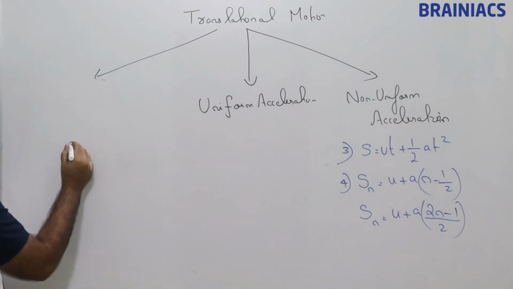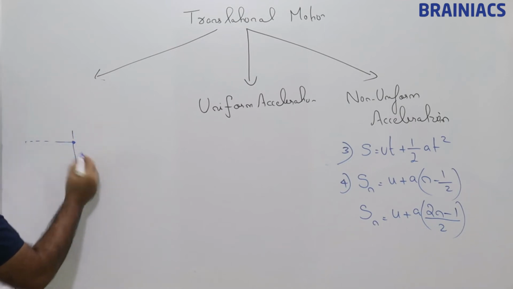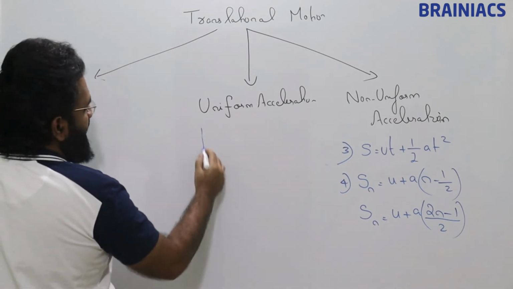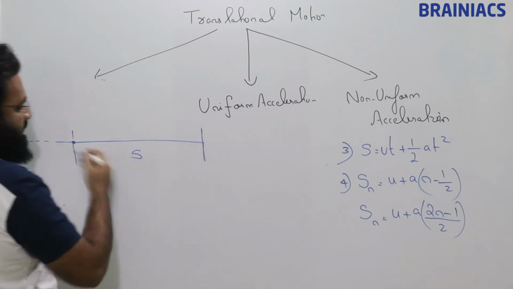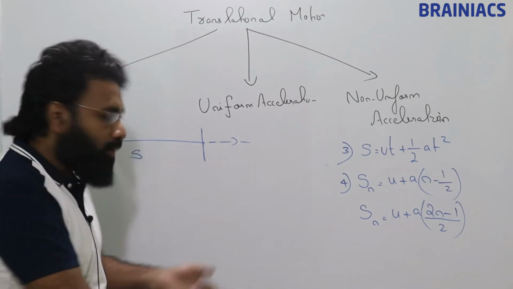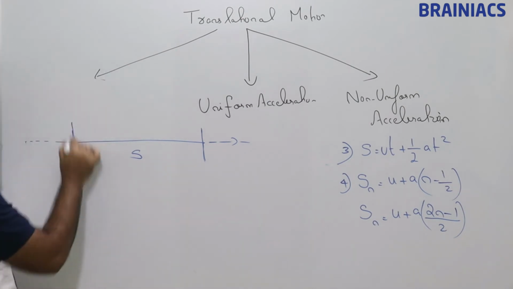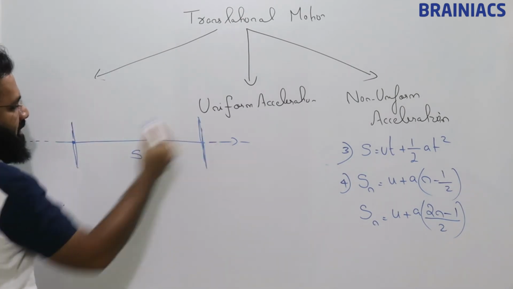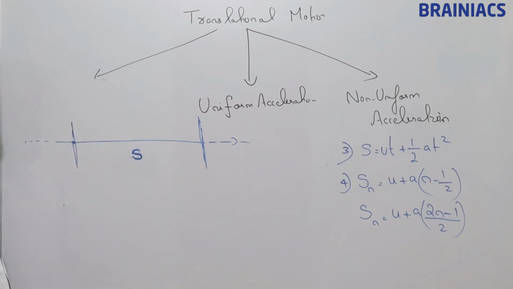So a body started from here, or if it is coming like this, but we started observing from here. We are considering only this much distance. This is s, displacement. The body may continue after that or it may stop here. We don't care. So this is what we are considering, and this total displacement is s.